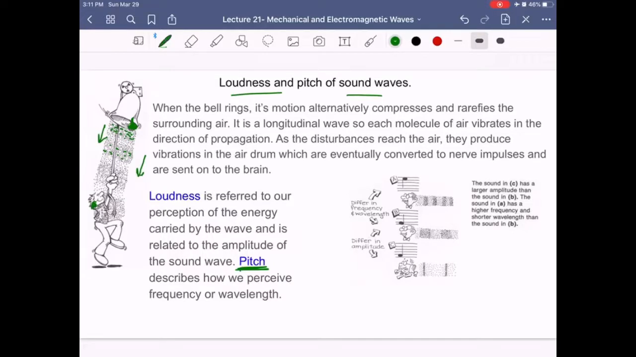So here's a good example. Those two would have different frequencies or wavelengths, those longitudinal sound waves. But this one and this one, for example, would have the same wavelength but different amplitudes. So here different pitch, here different loudness.